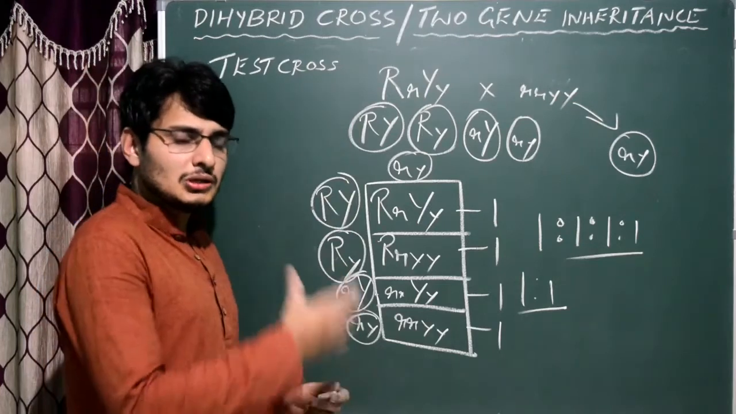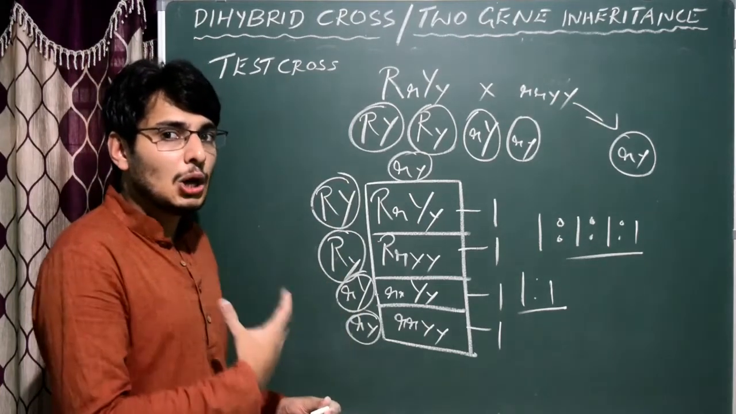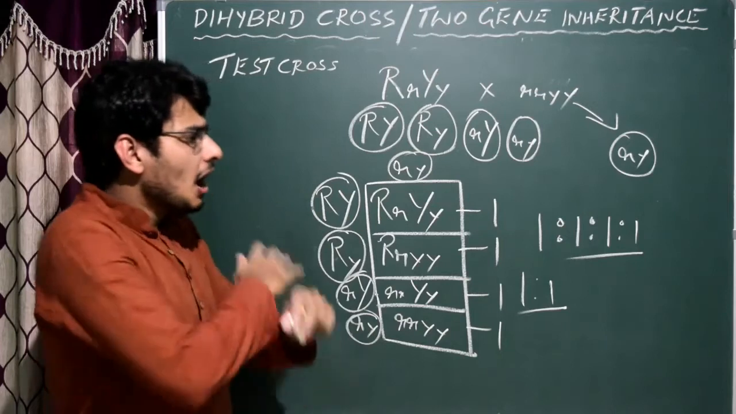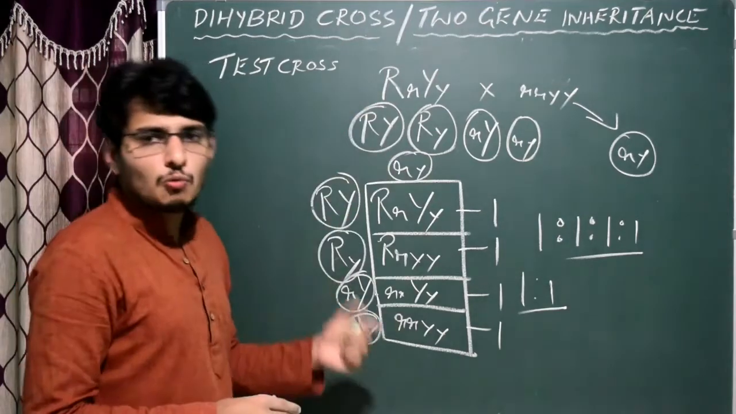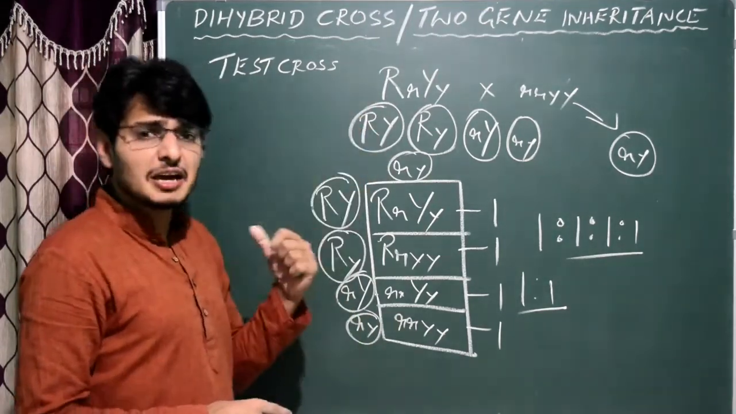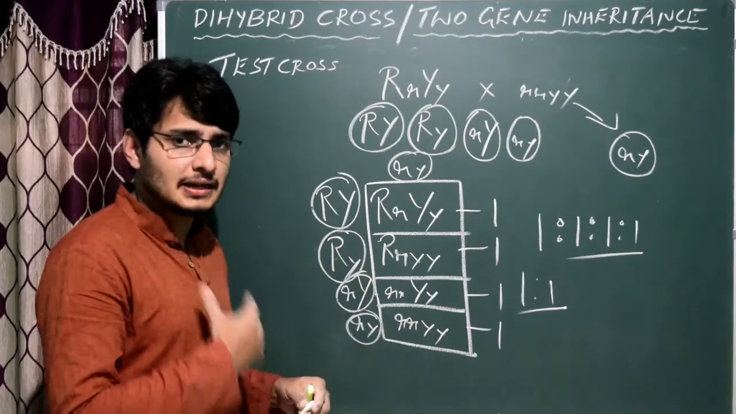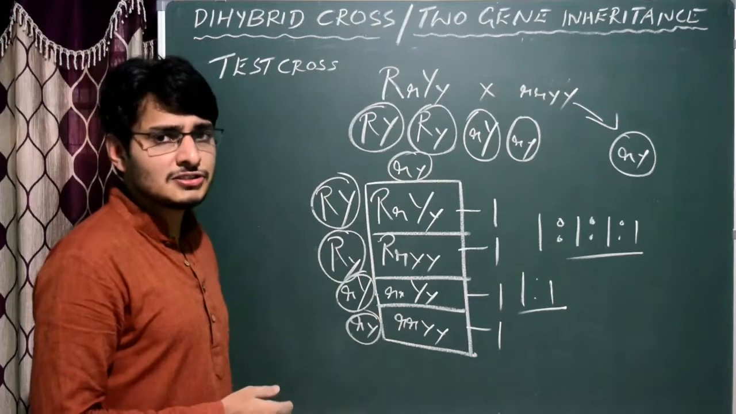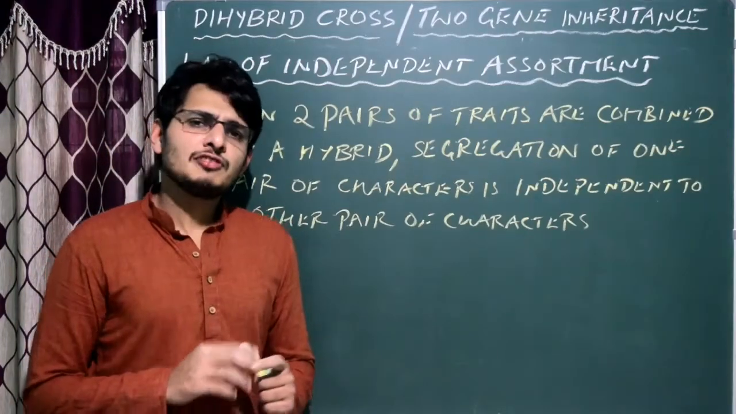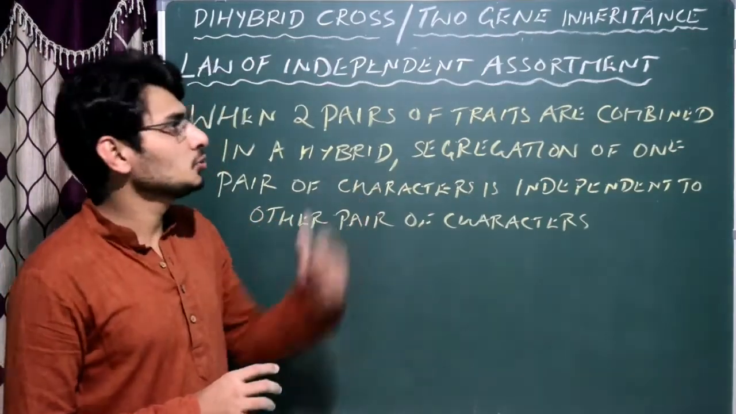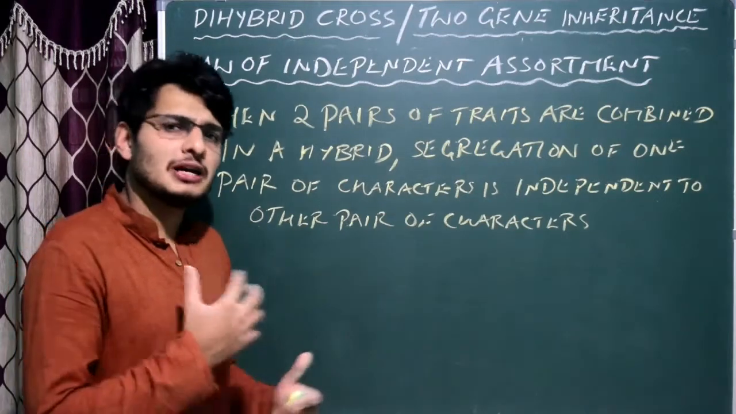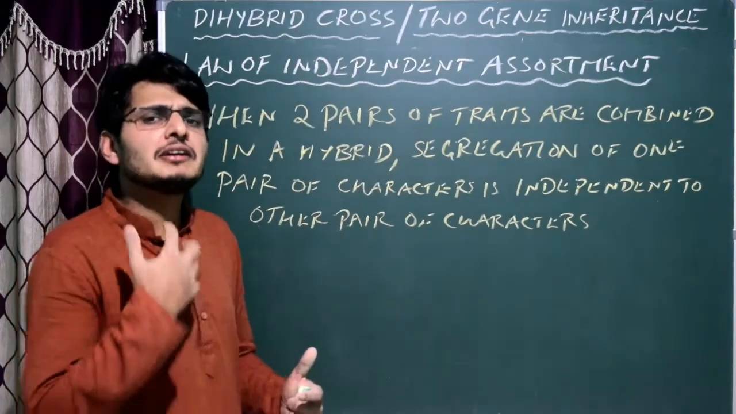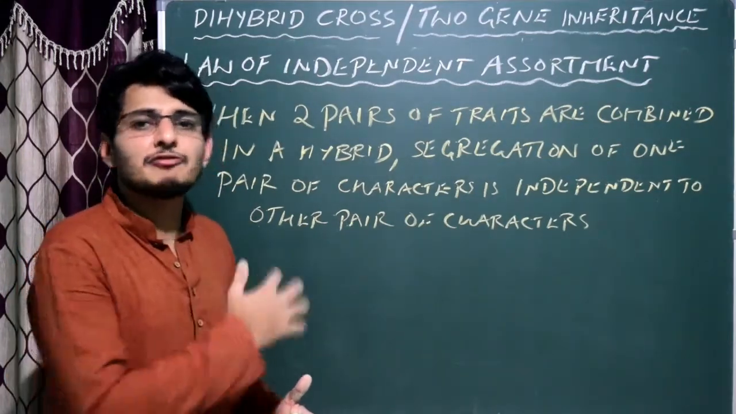Now I'm going to talk about the Mendel's law of independent assortment. After seeing the result, what he got in the dihybrid cross experiment, he formulated a general rule called the law of independent assortment. After the completion of the dihybrid cross experiment, that is 2 gene inheritance, Mendel was surprised to get 2 different new phenotypes in the F2 generation.